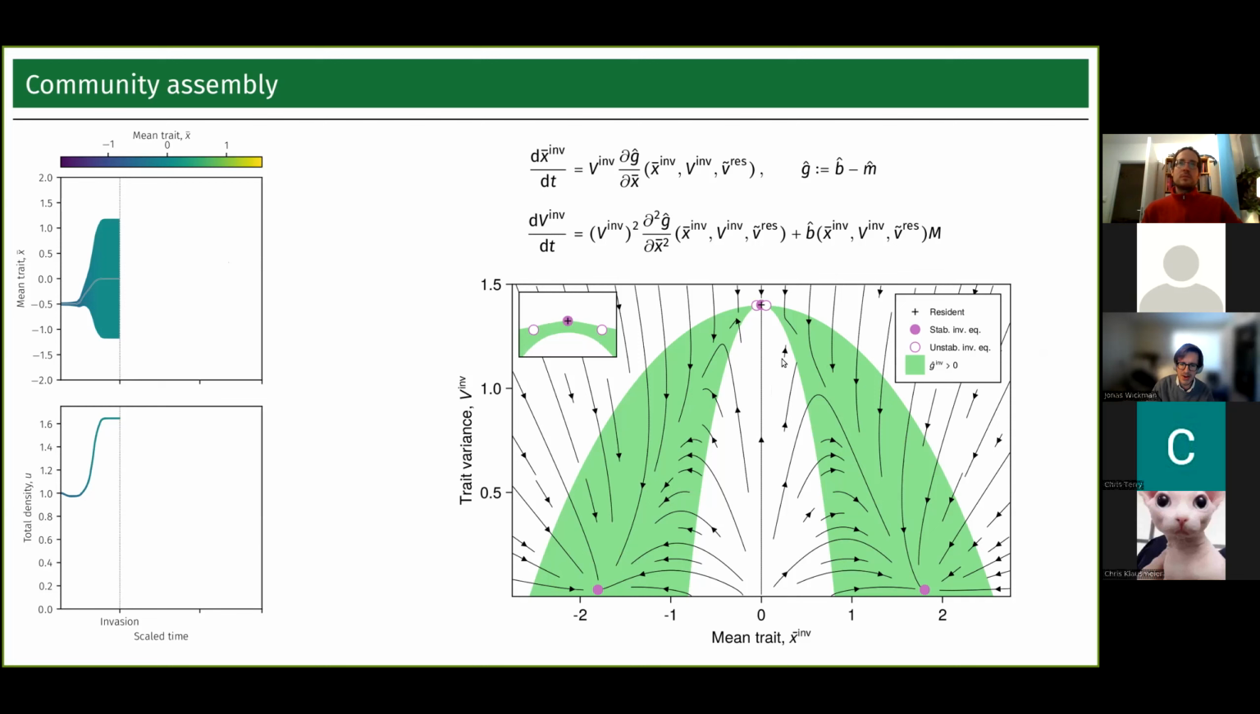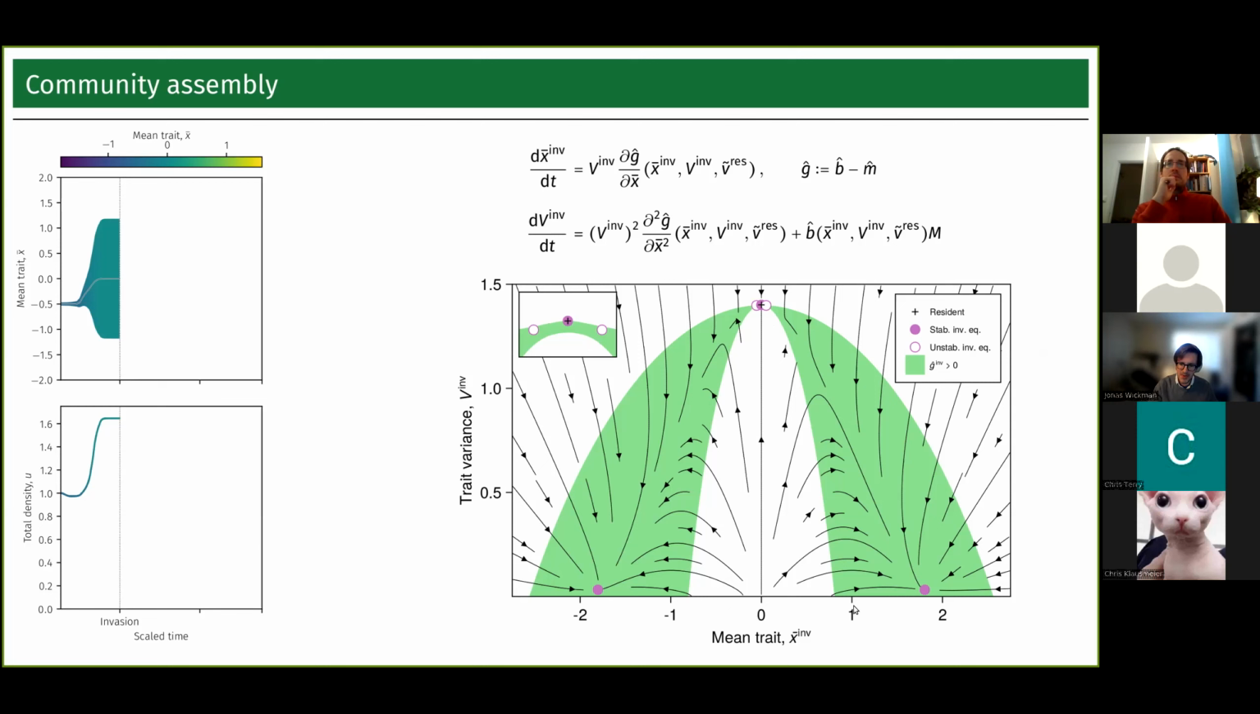And finally, the green areas denote where the invader's per capita growth rate is positive. So the question is then, what is the ultimate fate of an invader if you put it into this system? Well, as long as you put it in outside of this little area in the middle, it's going to end up at one of these equilibria in the long run while it's still rare. And once it reaches here, because it has positive per capita growth rate, it's going to be able to invade the resident community, which here is just one species.